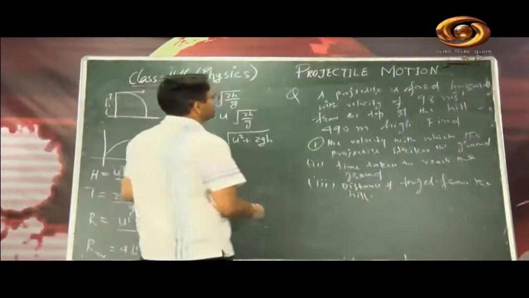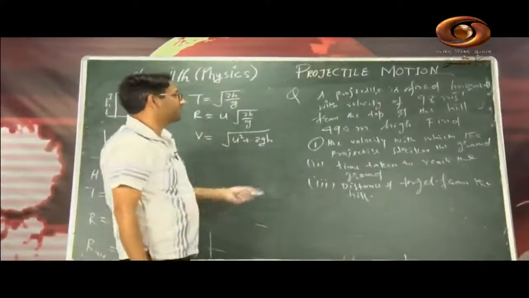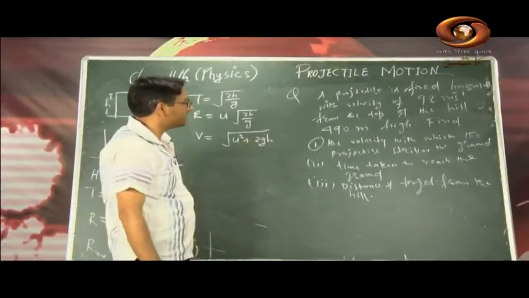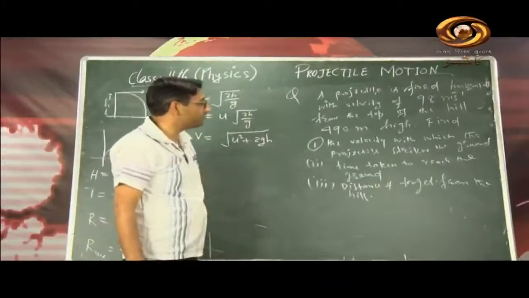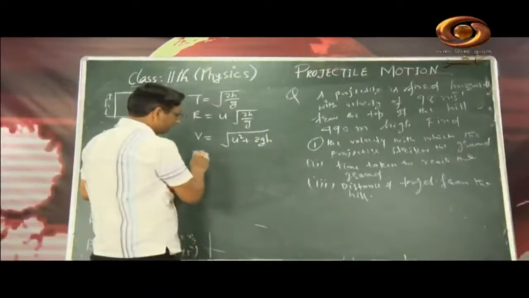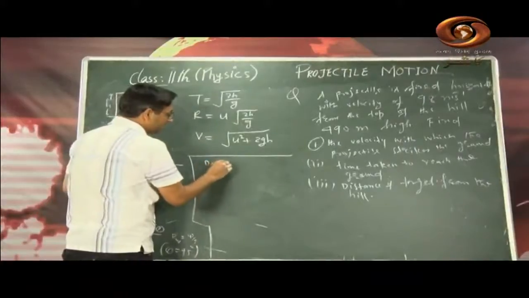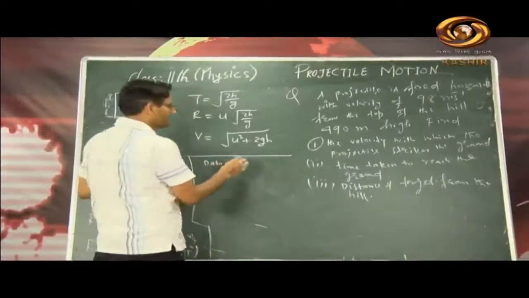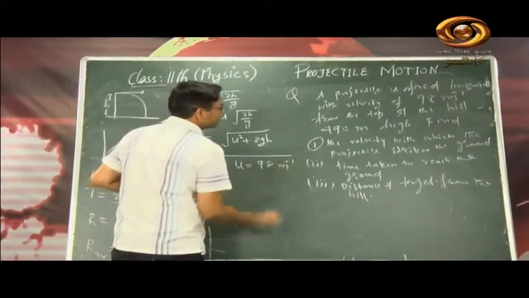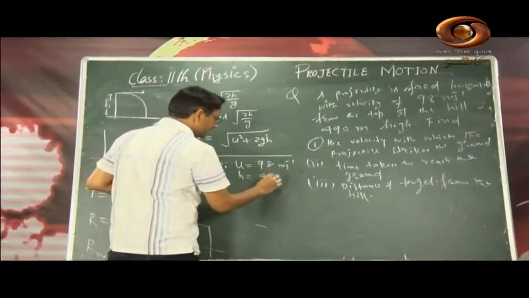So my dear students, a projectile is fired horizontally with a velocity of 98 meter per second from the top of a hill 490 meter high. Find the velocity with which the projectile strikes the ground, the time taken to reach the ground, and the distance of the target from the hill. So let us go to this. What is the data given there? The initial velocity is given, that is 98 meter per second. And the height of the hill is given, 490 meters.